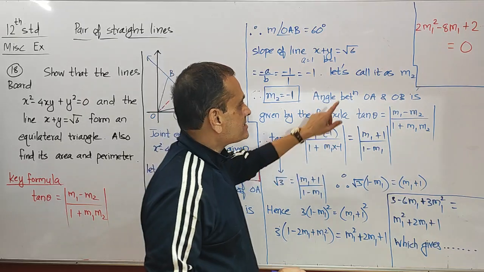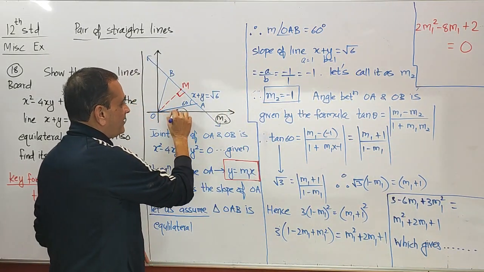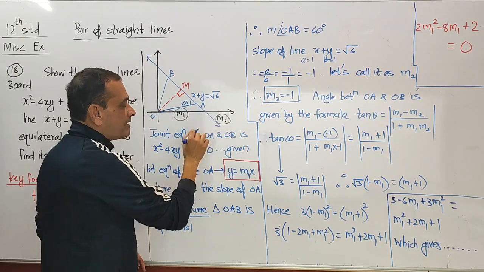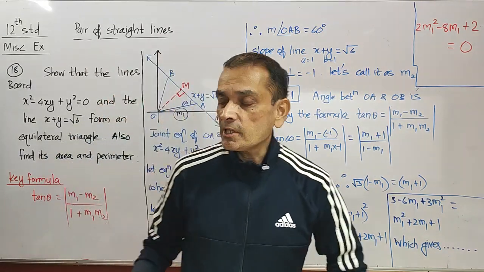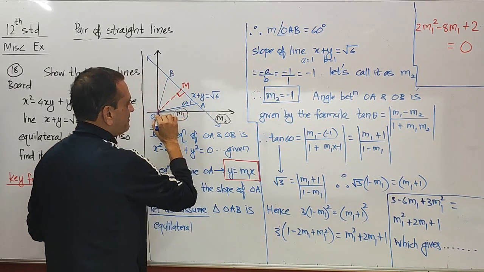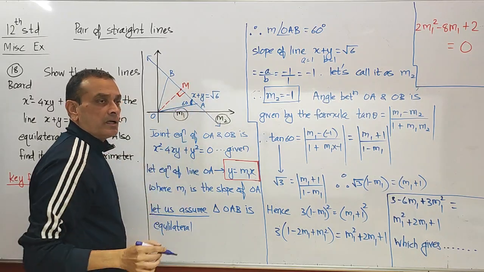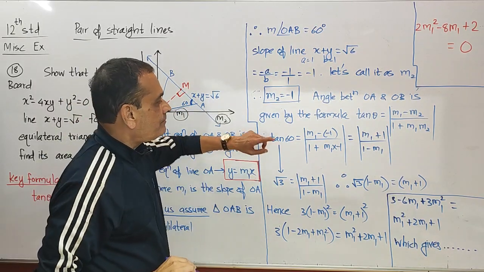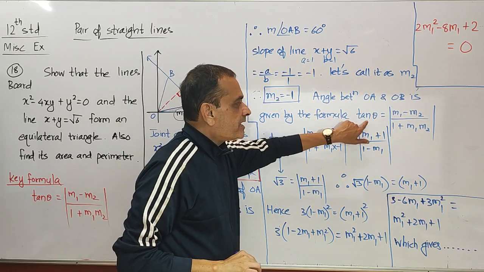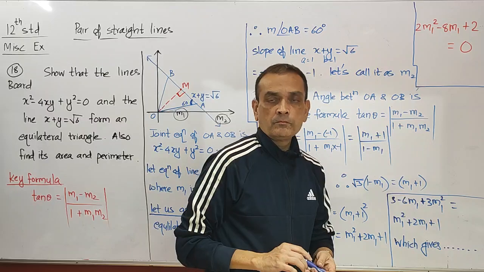So let us call that slope m2, as I have shown in the diagram. The slope of this line I took as m1, and the slope of this line as m2, because now we come to the key formula. The angle between these two lines, theta, is found by using the formula tan theta equal to m1 minus m2 upon 1 plus m1 m2.